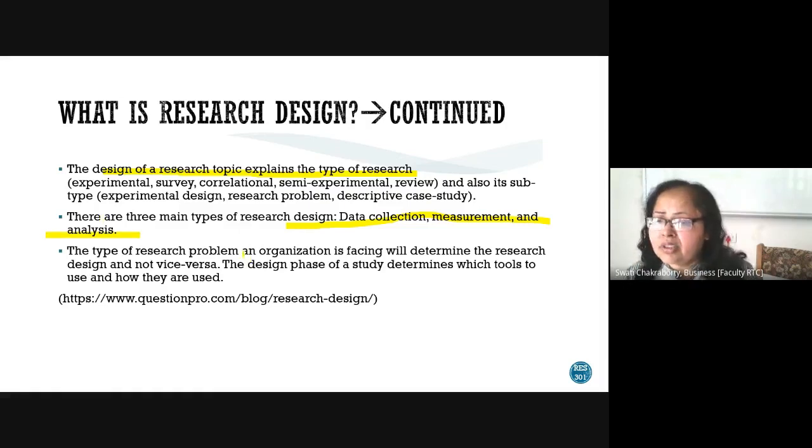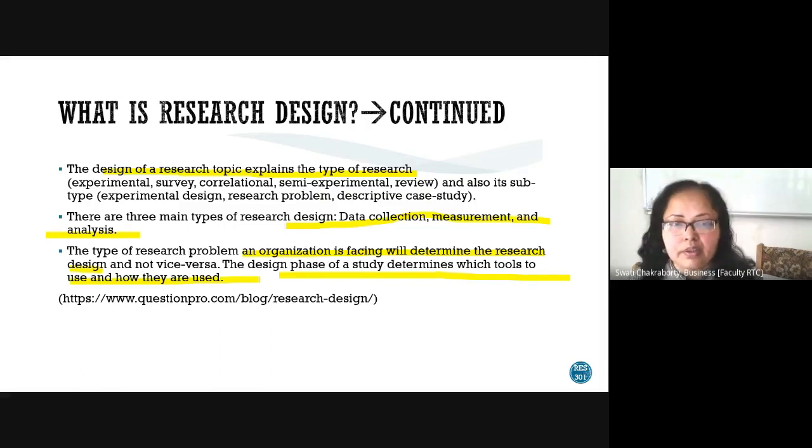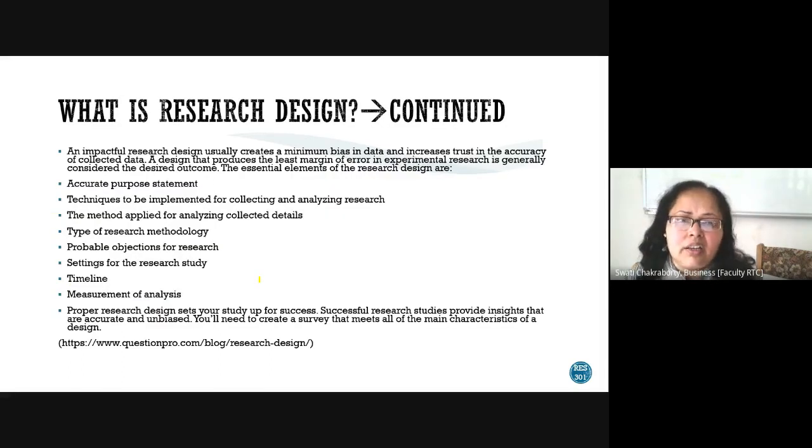The type of research problem that the organization faces will decide the research design, and the design phase of a study determines which tools to use, and not just which tools but how to use them. So research design actually helps to create a minimum bias in data. It reduces the bias in data collection, and it also increases the trust in the accuracy of the collected data. A design that produces the least margin of error in experimental research is generally considered to be the best outcome.